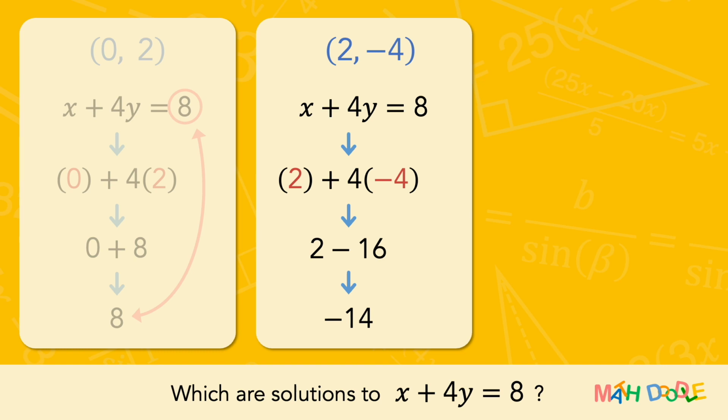So, after substituting 2 and minus 4 for x and y, the left and right sides of the equation do not have the same value. And this tells us that this ordered pair is not a solution to the equation.